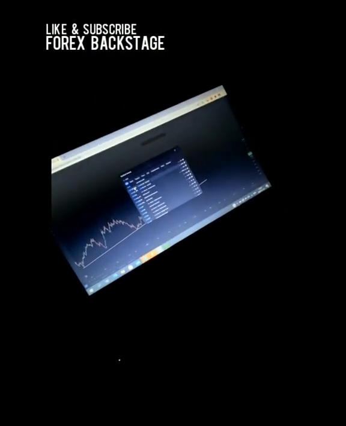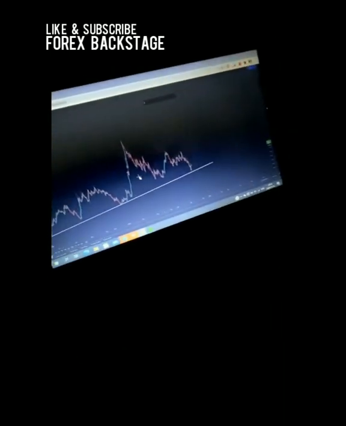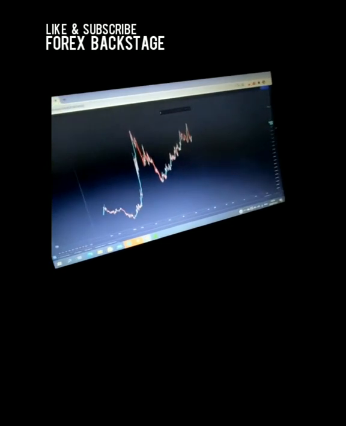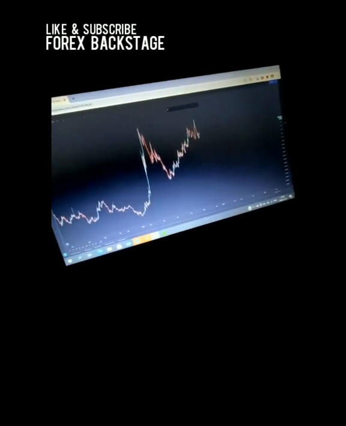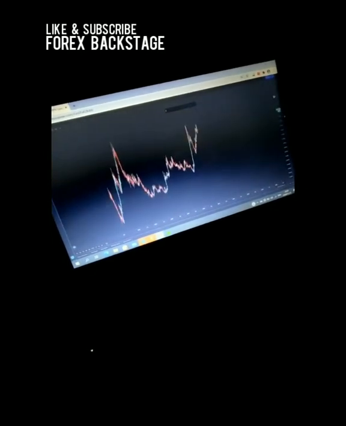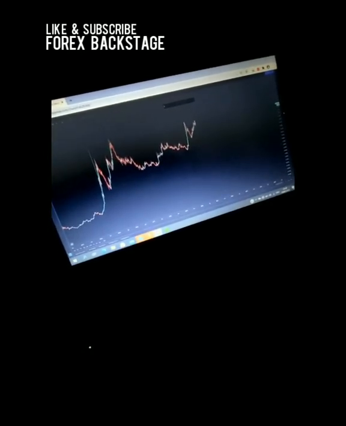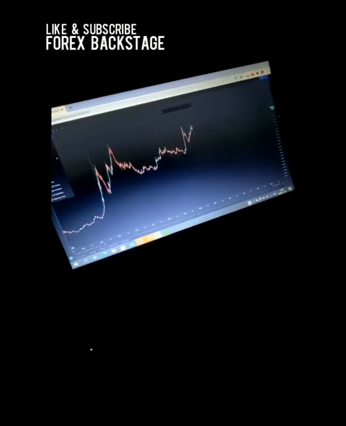USD. I always knew it was going to be something. Okay, let's analyze this one, guys. I got this other interesting one. Again, weekly time frame as usual. On the weekly time frame, guys, this pair made a triple top.